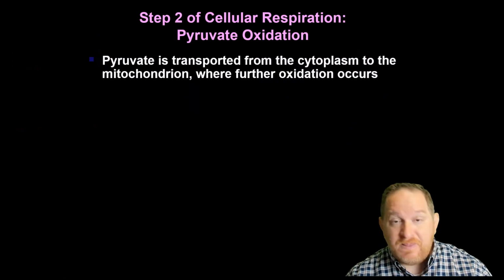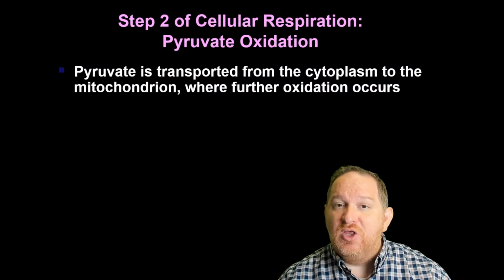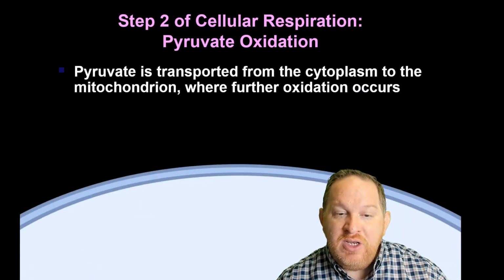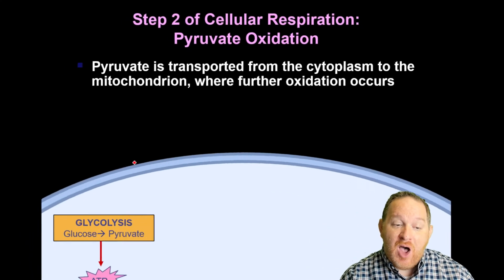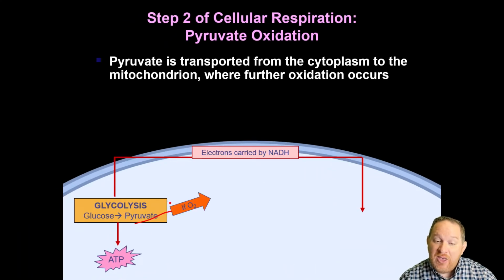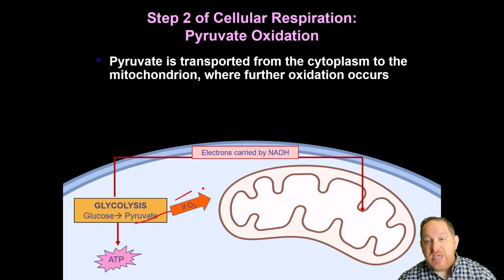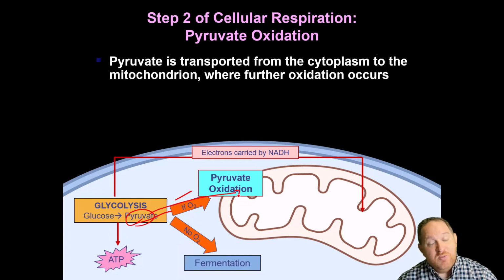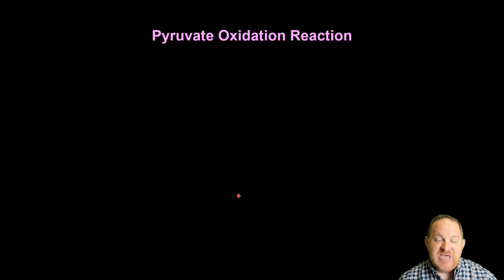Now, step 2 of cellular respiration. So let's say oxygen's present. So now glycolysis happens, and we're going to go from pyruvate in the presence of oxygen into the mitochondria. This process is called pyruvate oxidation. If oxygen's present, the pyruvate will go into the mitochondria and become oxidized. Remember, if no oxygen's present, it will go through that fermentation process we just looked at.